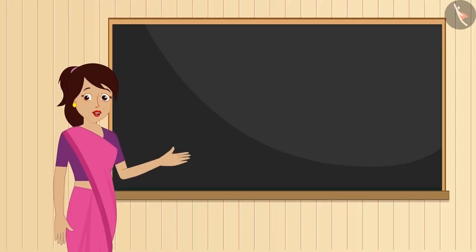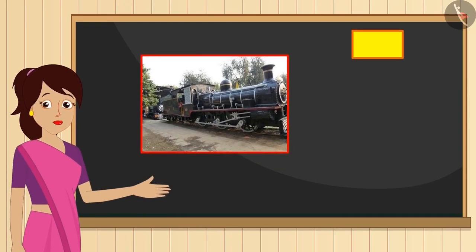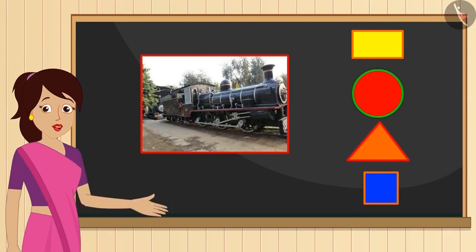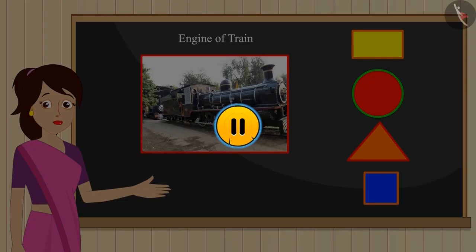Very good, Priya. This is a very interesting drawing. All of you must have seen the train. So come on, today let's draw its engine with the help of rectangle, circle, triangle and square. If you want, then you can pause the video over here and think.